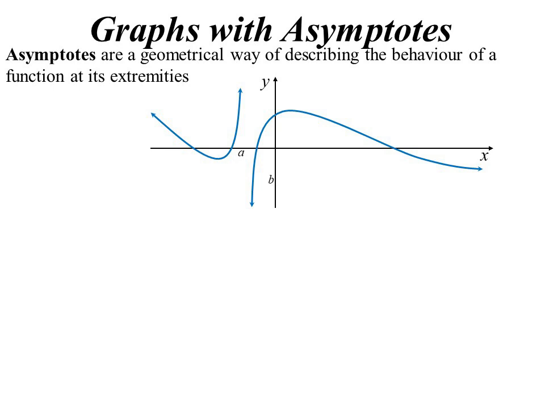Let's take a look at these things we call asymptotes. Basically, they're a geometrical way of describing what's happening out at the extremities of a function. Right? What's happening out at infinity and minus infinity. And I've just drawn a random curve here, which I've tried to capture as many different types of asymptotes as I can. So here are the different types.